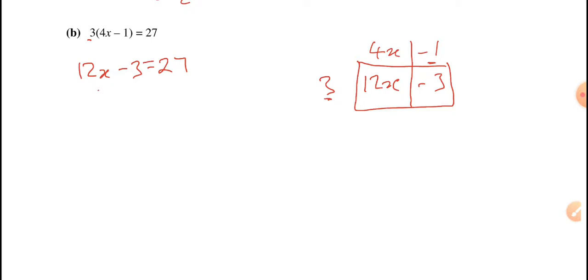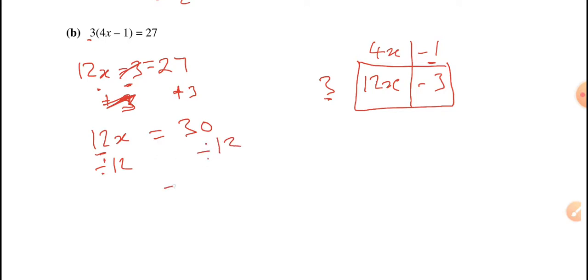Now because we want the x by itself, we will get rid of the minus 3 on the left hand side. To do that we'll add 3 to both sides. So add 3 here, add 3 here. So what's 27 add 3? It's 30, and then the minus 3 and the plus 3 cancel out, leaving us with just 12x. Now if I want to get the x on its own, I have to divide both sides by 12. So divide here by 12, divide here by 12.